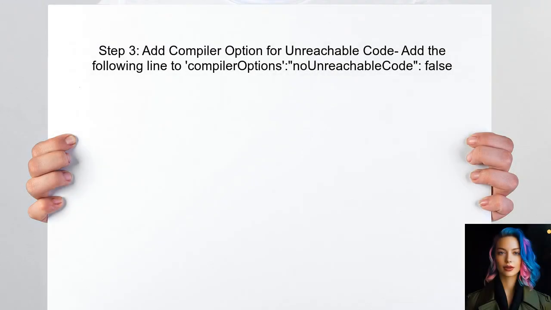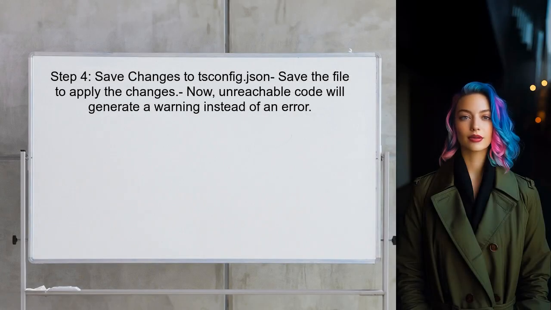Now, the user needs to add a specific option to the compiler options. They should include the option noUnreachableCode and set it to false. Finally, the user can save the changes to the tsconfig.json file. This will allow the TypeScript compiler to treat unreachable code as a warning instead of an error.